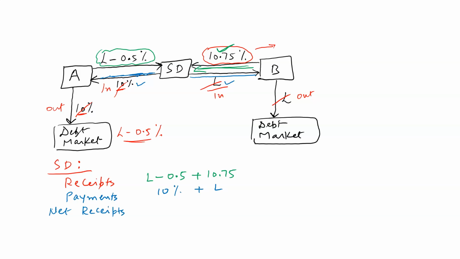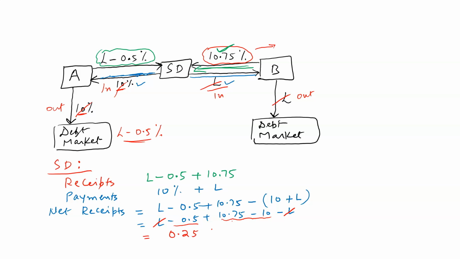So all that we need to do is to calculate the net receipt now. How are we going to do that? We are going to subtract the payments from the receipts. So we are going to say L minus 0.5 plus 10.75, and then from that minus 10 plus L. If we open up the brackets, we will have L minus 0.5 plus 10.75 minus 10 minus L. So now let's see where the numbers fall. This L is going to cancel out with this L, and then 10.75 minus 10 will leave us with 0.75. And 0.75 minus 0.5 is going to give us 0.25%. That is exactly what the swap dealer wanted.